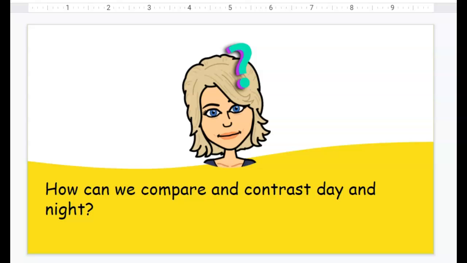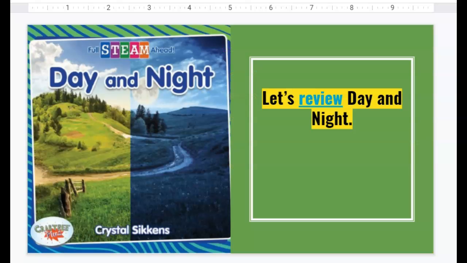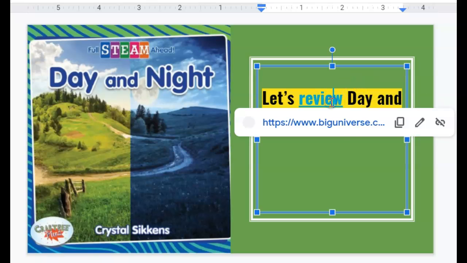So our question today is, how can we compare and contrast day and night? Now, yesterday we read a book, Day and Night. So I'm just going to briefly review the book that we read because we're going to use this information to compare and contrast what happens in the day and what happens in the night. So I'm just going to quickly review.